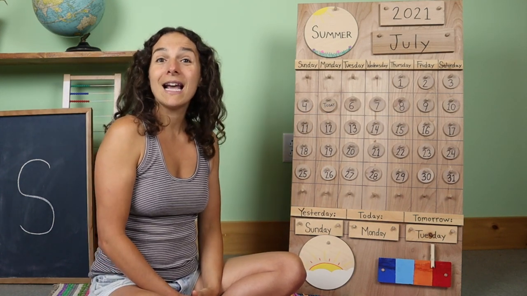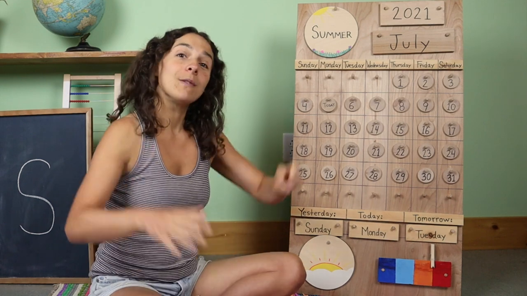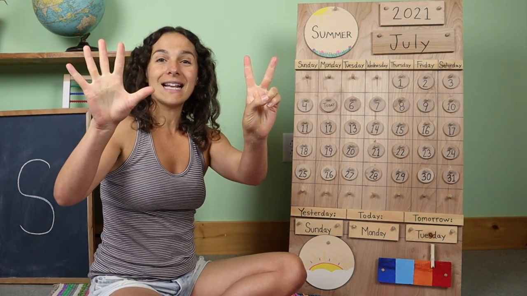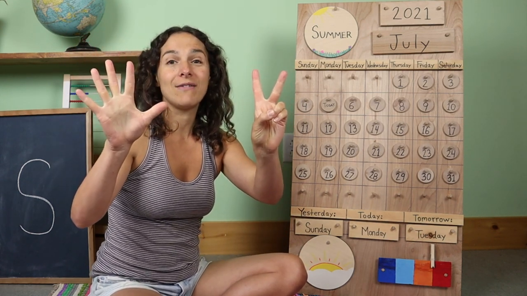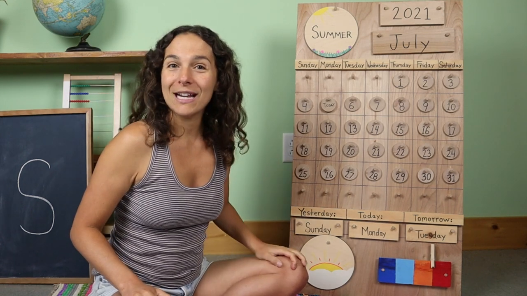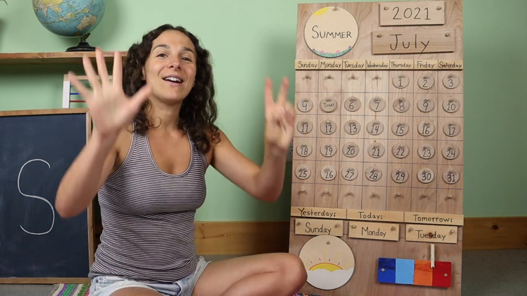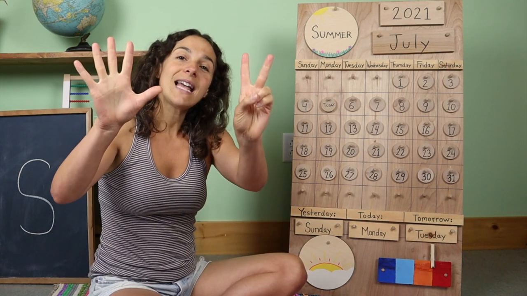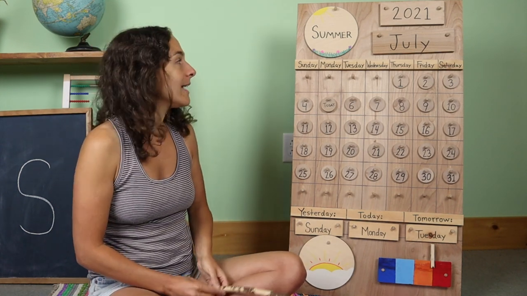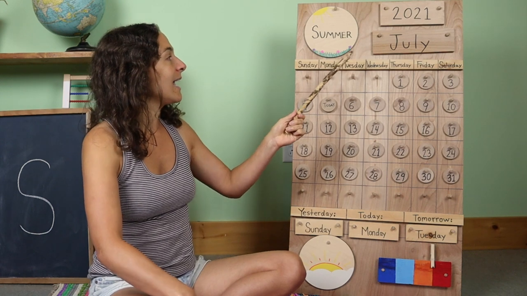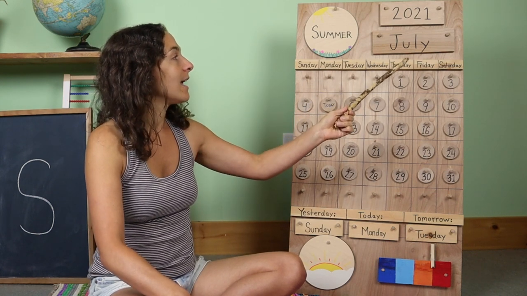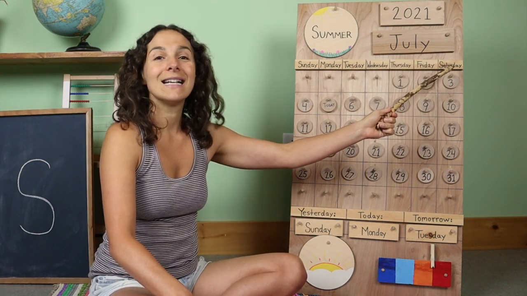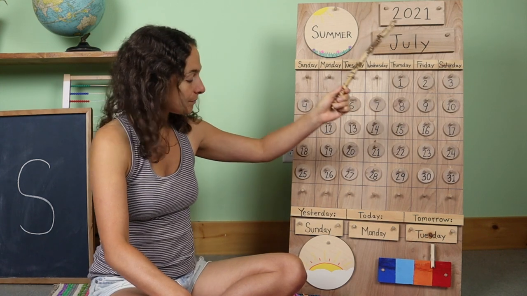Now it's time to sing the Days of the Week song. So let's hold up seven fingers like this for each one of the 7 days of the week. Will you sing with me? There are 7 days, there are 7 days, there are 7 days in a week. Sunday, Monday, Tuesday, Wednesday, Thursday, Friday, Saturday.